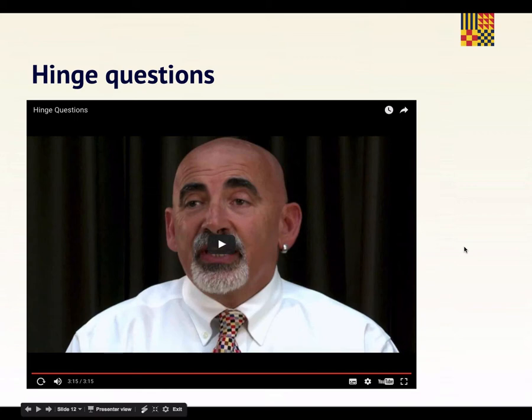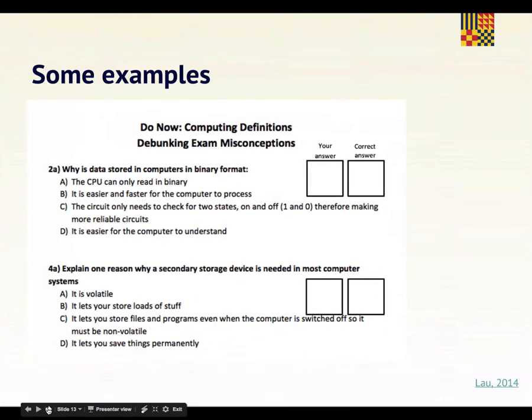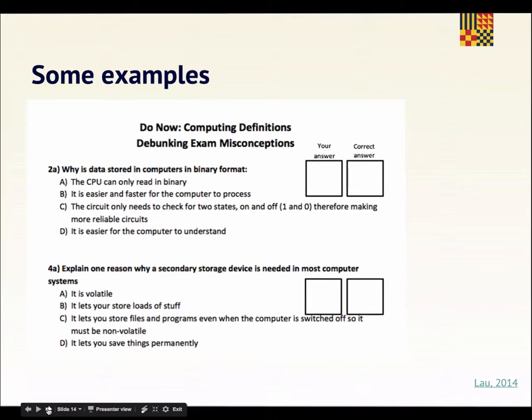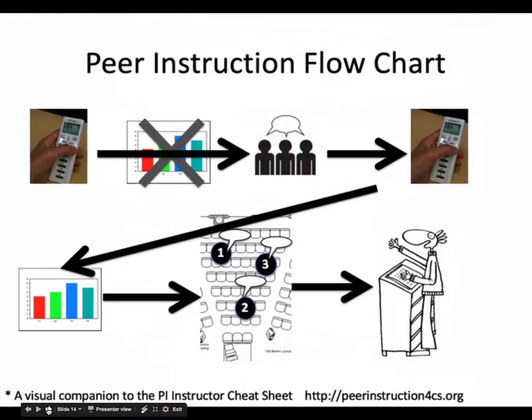Suggest the feature. Let me move on, because I want to give you some other context for using these sorts of questions. William Law at Greenwich Free School does this sort of thing routinely with his students, this sort of hinge point question. These are taken from a CAS community resource. Why is data stored in a computer in binary format? Four possible answers, pick the right one. One reason why secondary storage devices are needed in most computer systems is... four answers, pick the right one. At that point, he can tell whether the kids have understood the thing he was teaching or not.